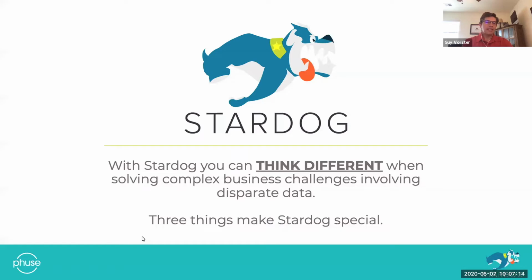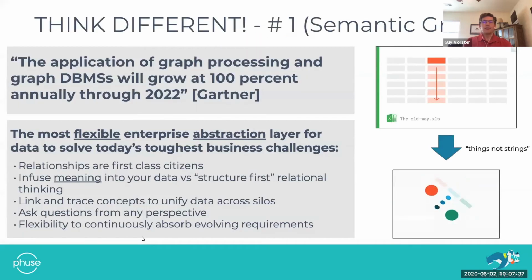So how is it that a single piece of software can have such diverse applications? And obviously, while it may be a single piece of software, there's actually 3 very important components that make Stardog special. And it's the combination of these 3 that allow our customers to think a little differently about solving some of their really complex problems. So what I want to do now is drill into these 3 special areas of Stardog.